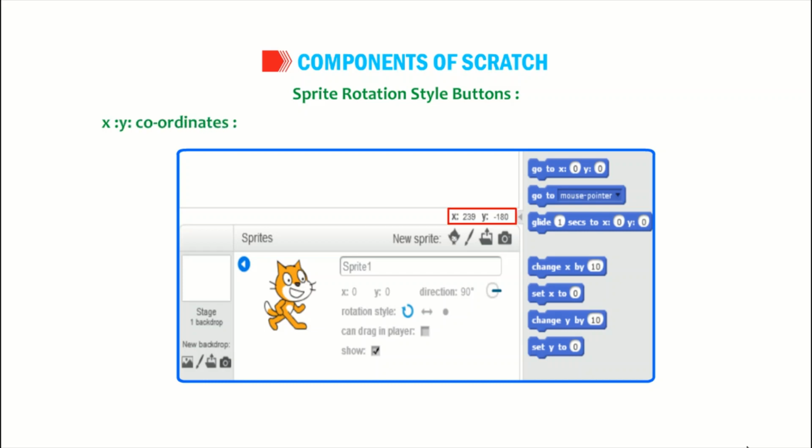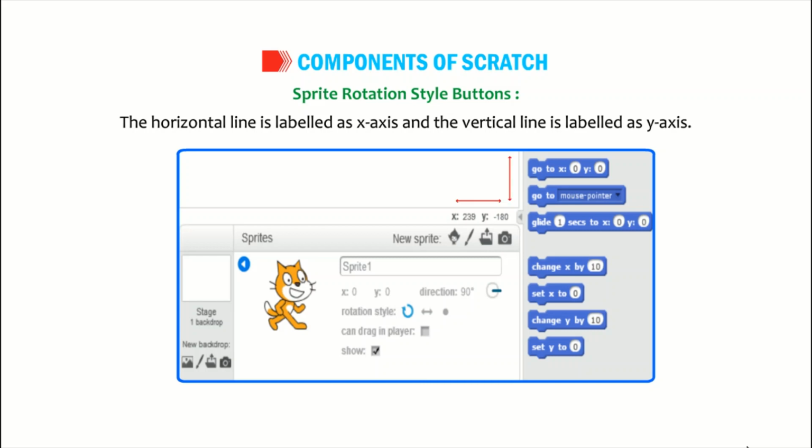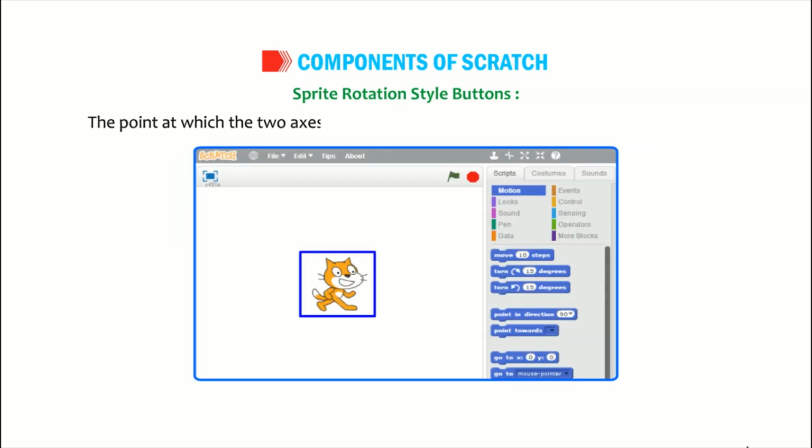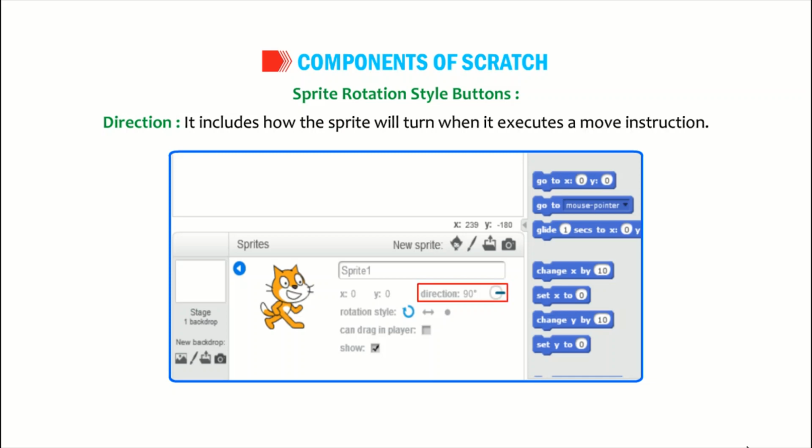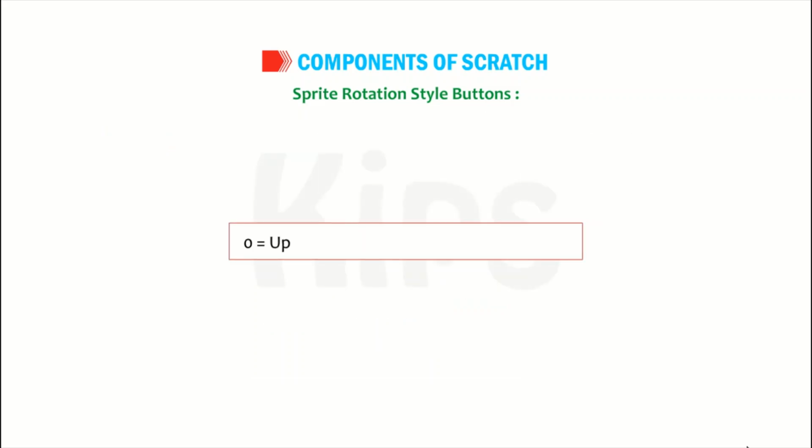XY coordinates. These coordinates indicate the position of a sprite on the stage. The horizontal line is labeled as x-axis and the vertical line is labeled as y-axis. The point at which the two axes meet is the center of the stage and is known as origin. The origin is represented by x equals 0 and y equals 0 coordinates. Direction. It includes how the sprite will turn when it executes a move instruction. 0, up; 90, right; 180, down; -90, left.